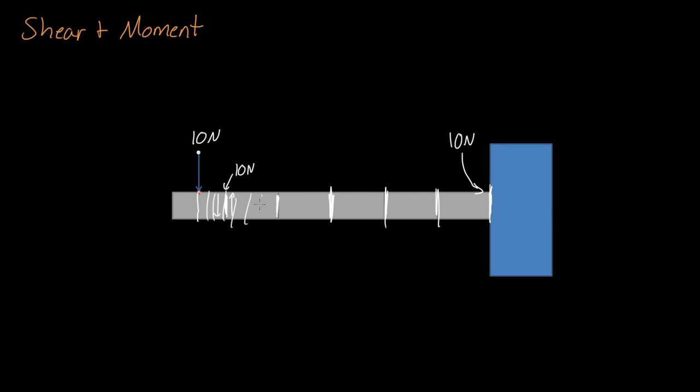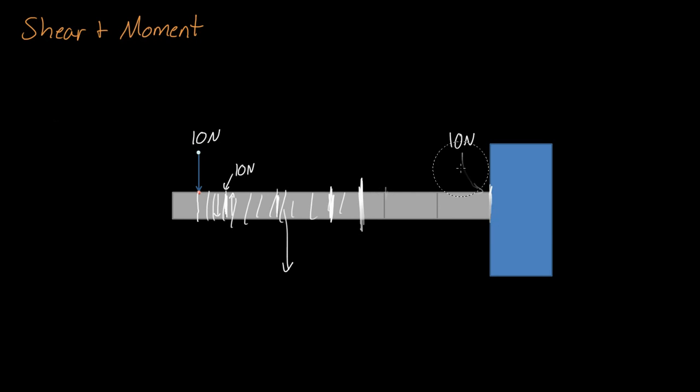So anywhere you looked in here, if this could not resist a 10 newton shear force, the beam would slide past each other. So this would just slide down. Like maybe right here, if this could not resist a shear force of 10 newtons, this part of the beam would just fall straight down, and this one would just stay static.